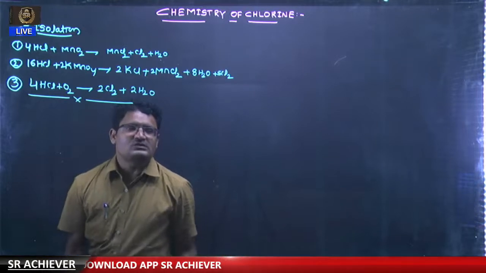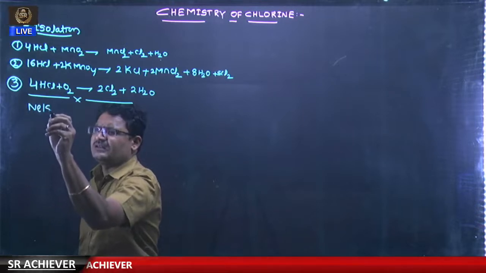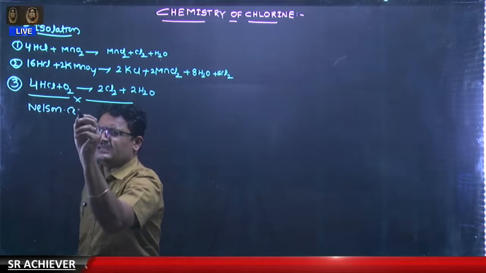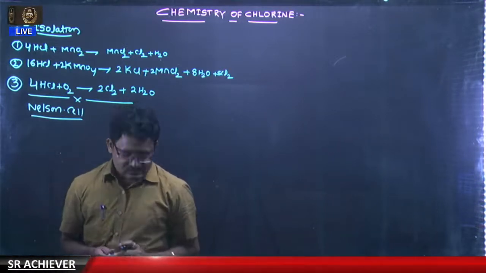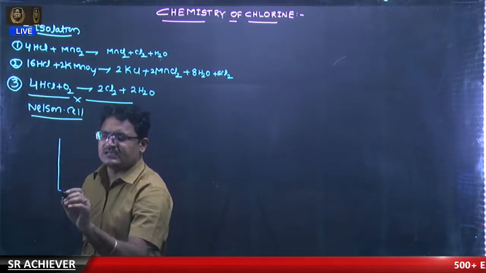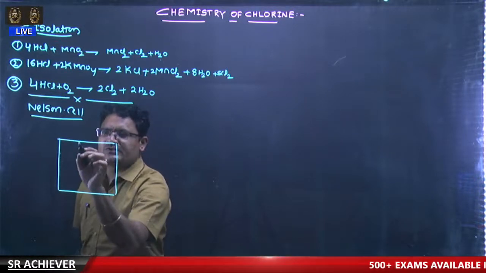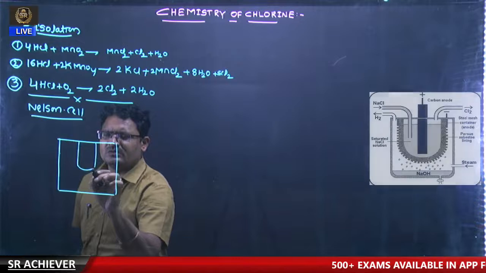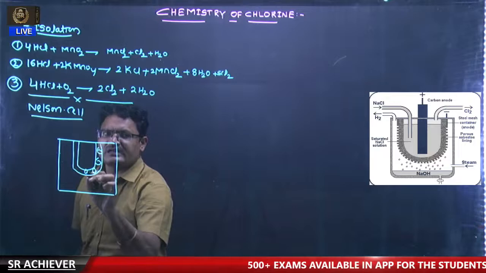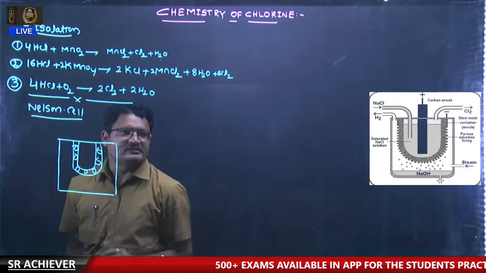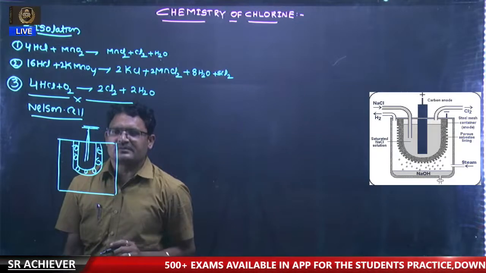Chlorine can also be prepared by the Nelson cell process. There is a diagram for the Nelson cell process. It is a rectangular iron tank with a U-shaped tube. This tube acts as the cathode. There is asbestos lining, and graphite is kept in the tube.